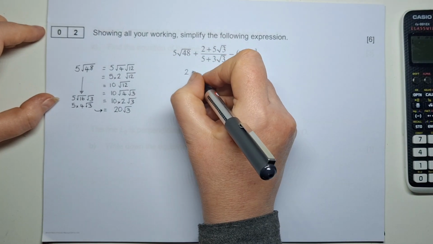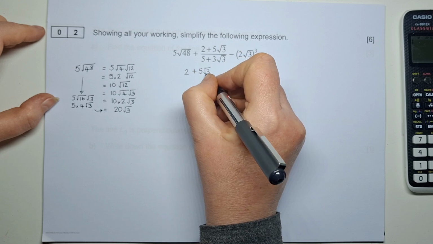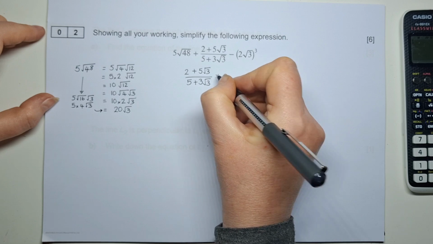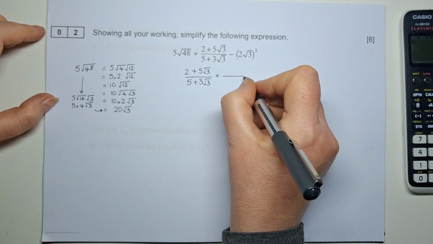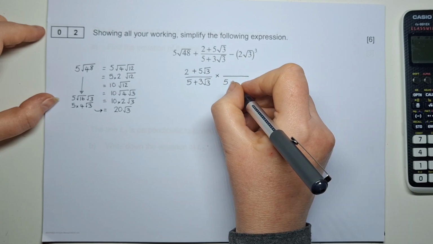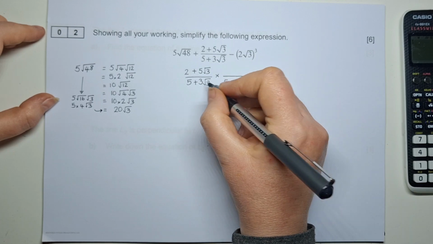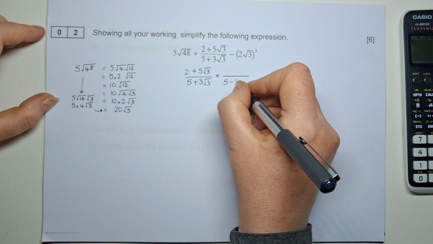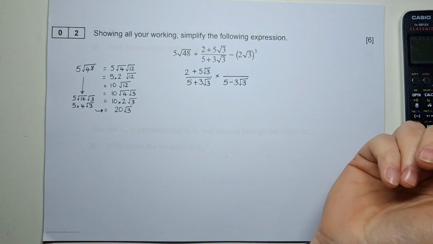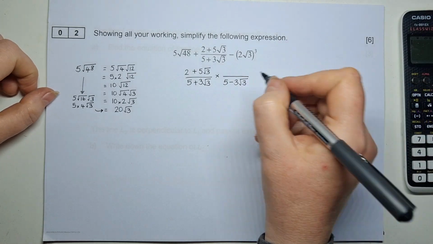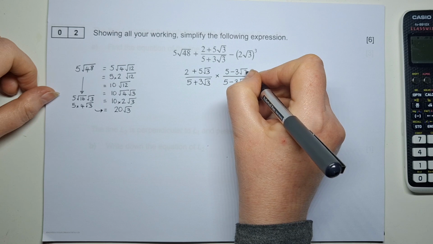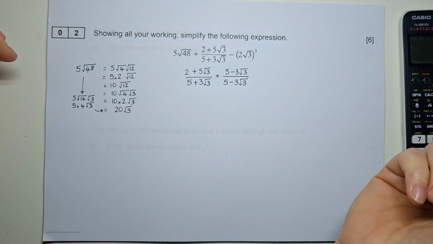The second term, you've got 2 plus 5 root 3 over 5 plus 3 root 3. So this is a term that has two separate terms on the denominator, one of which is a surd, or even if they're both surds. To get rid of that denominator with the surd in it, you've got to multiply by the same bracket, but with the opposite sign. And if you times the bottom of a fraction by something, you have to times the top by the same thing. So we are going to times top and bottom by 5 minus 3 root 3.